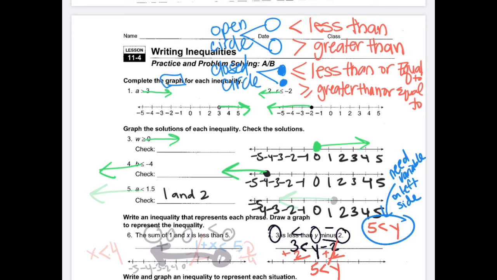Okay, so I'm going to go ahead and flip this around. I'm going to put my variable on the left side. So I've got y is greater than 5. Notice the mouth is still open towards the y as it was in the previous inequality. So I'm keeping the symbol open towards the y.